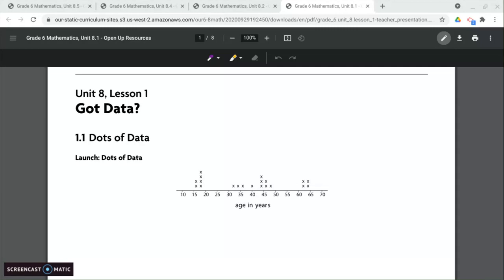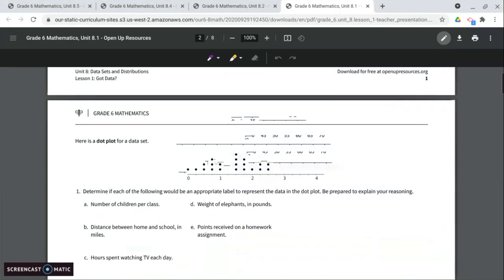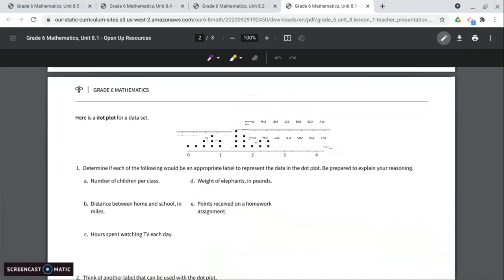6th grade Unit 8, Lesson 1. So we are in a new workbook now, and we are looking at data. So let's go ahead and jump right in. What we're looking at here is a dot plot for a data set. Determine if each of the following would be an appropriate label to represent the data in the dot plot. Be prepared to explain your reasoning.